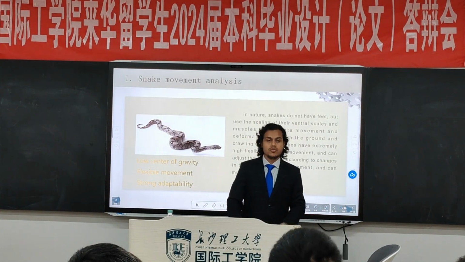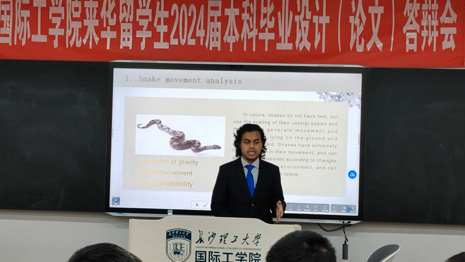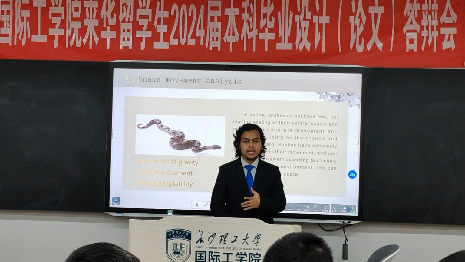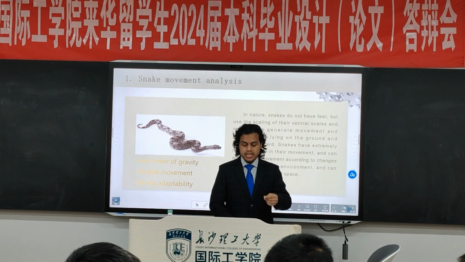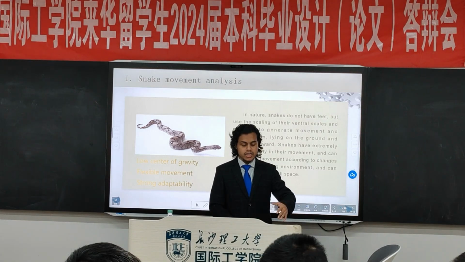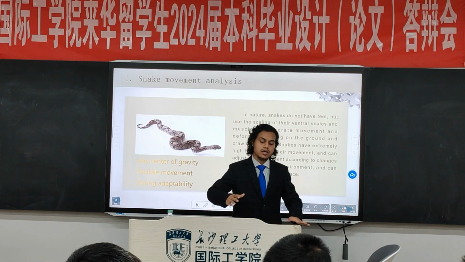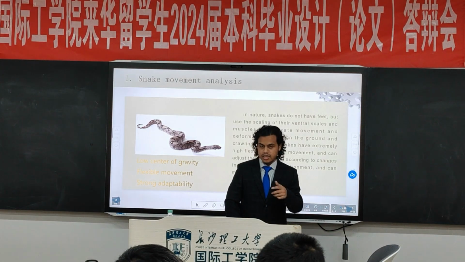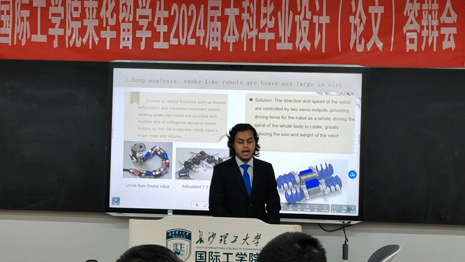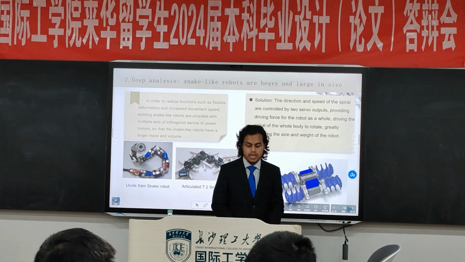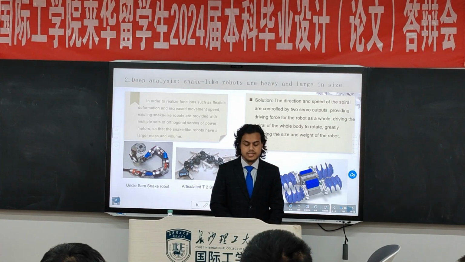Snake movement analysis. First of all, we need to analyze the snake movement. Snake movement is serpentine motion. It locomotes with a serpentine angle. A snake has a muscular body, and when it crawls on the ground, it spreads its body out and then, by pressing its body muscles, it goes forward. This is the deep analysis. Snake robots are heavy and large in size, so we need to think differently about how to develop a snake design.